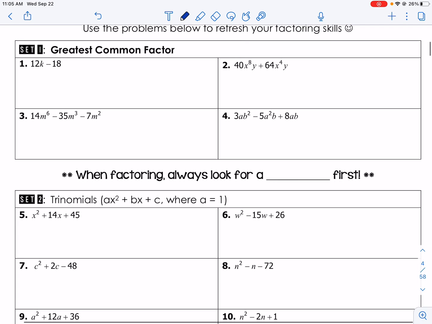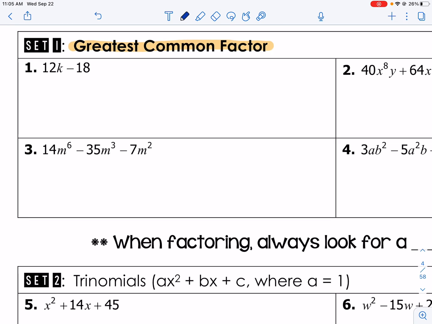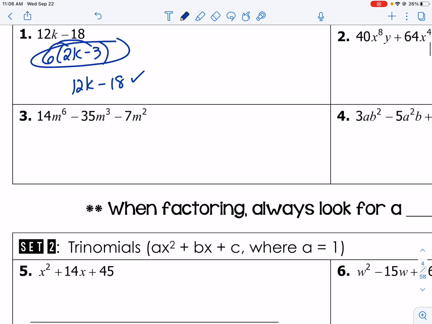The first thing we always want to do is look for a greatest common factor. If you look at number 1, 12 and 18, 2 is definitely a factor. I think not 3, not 4. You keep working your way up. The next highest one would be 6. So you want to take out your 6. And we're left with our 2k minus 3. You can always check that you factored correctly by multiplying it back in, and that checks out. So that would be your solution.